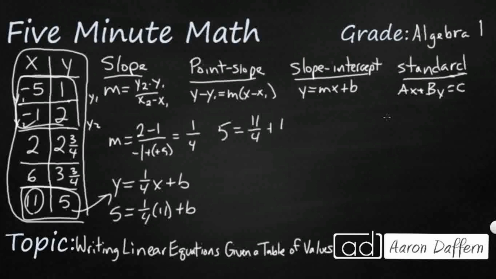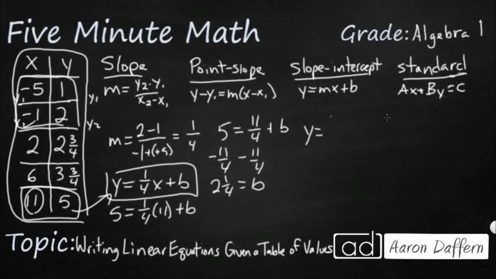11/4 plus b. So if I subtract 11/4 from both sides, and what is 11/4? Let's make that 2 3/4. So it's 5 minus 2 3/4, so that's going to be 2 1/4 equals b. All right, so now I've got this in my slope-intercept form. It's going to be y equals 1/4 x plus 2 1/4.